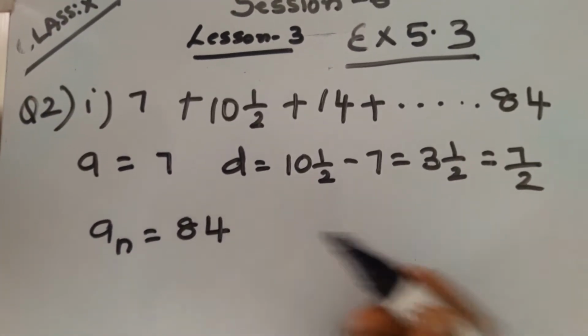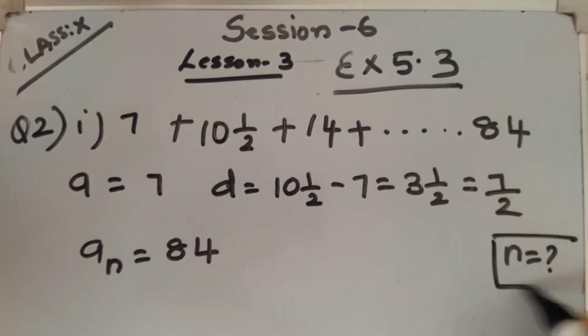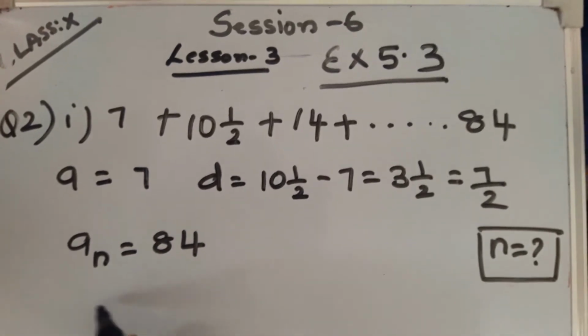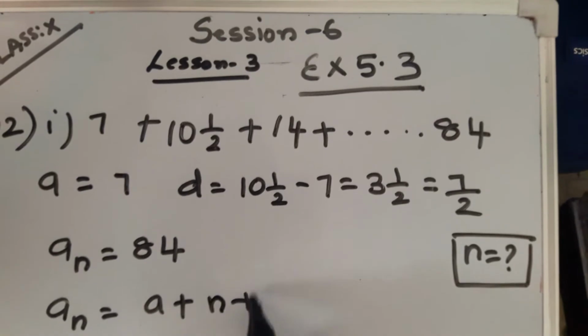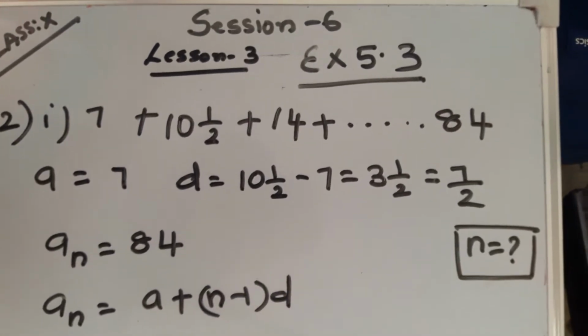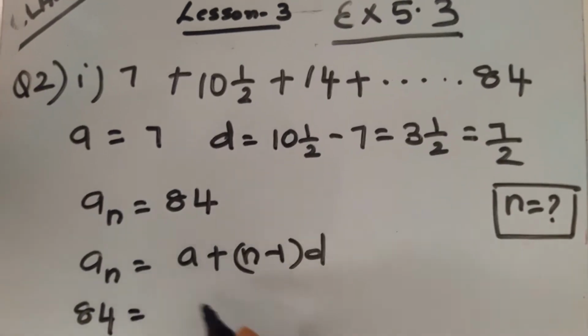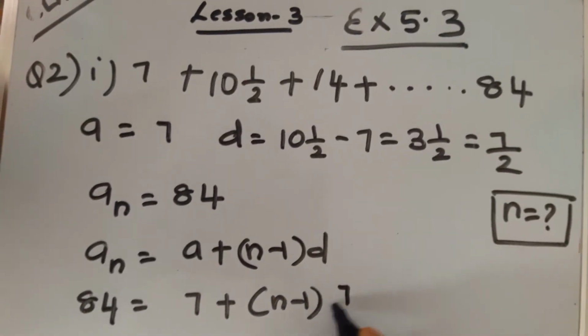But what we don't know here is n. So what will we find out first? We will find out n first. How to find n? an will be equal to 84. So an can be written as what? It is nothing but a plus n minus 1 into d. So substitute the values whichever we know here. So an is 84, and a is 7 plus n minus 1, and d is 7 by 2.